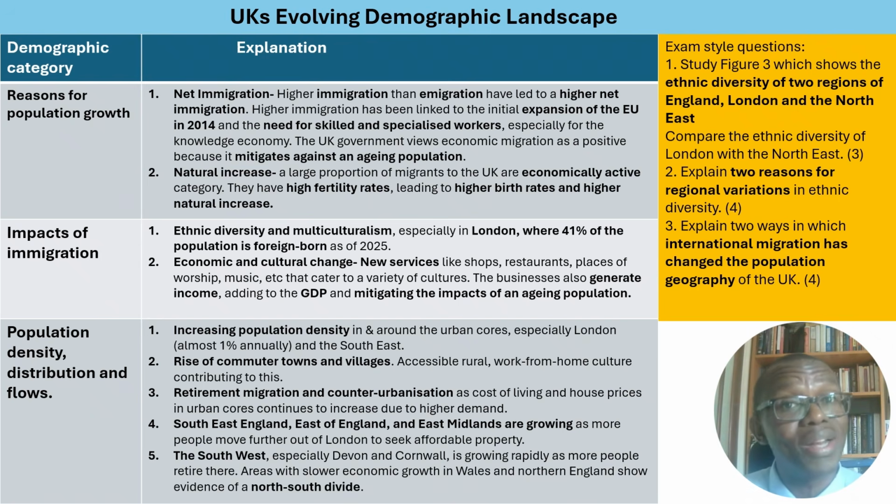We could talk about London having 41% of people that are foreign born. We could also talk about the fact that the international migrants that move into the UK tend to be in the economically active category. Which is also the category that is likely to get children, and therefore is going to change the population geography of the UK by causing a natural increase in the population.